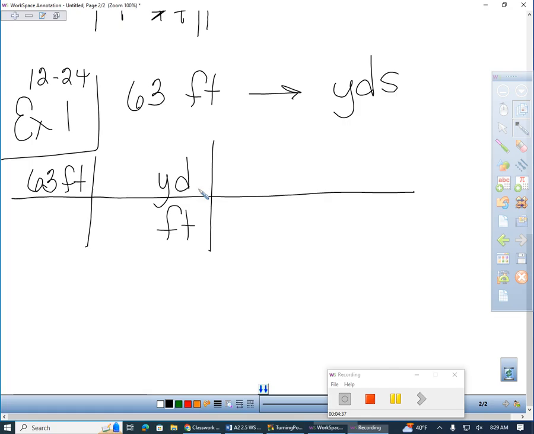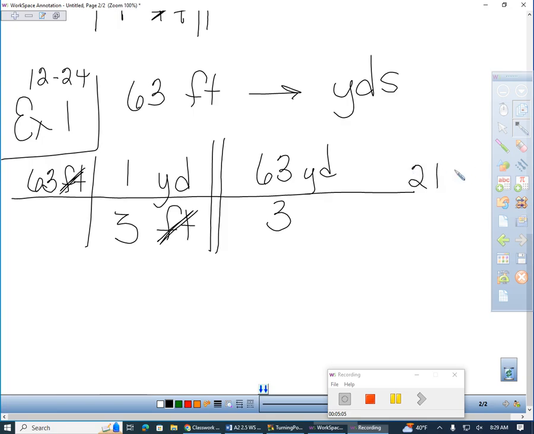What can you guys tell me about feet and yards? 3 feet and 1 yard. So I'm going to put 3 feet and 1 yard. My feet label cancels, so I just have yards. I'm going to draw my line. Now I multiply across. 63 times 1 is 63 yards. 3 on the bottom. Now I go ahead and divide. 63 divided by 3 is 21 yards.